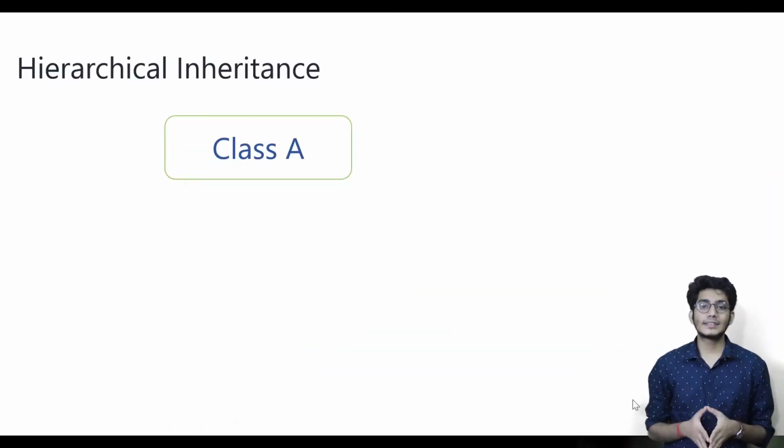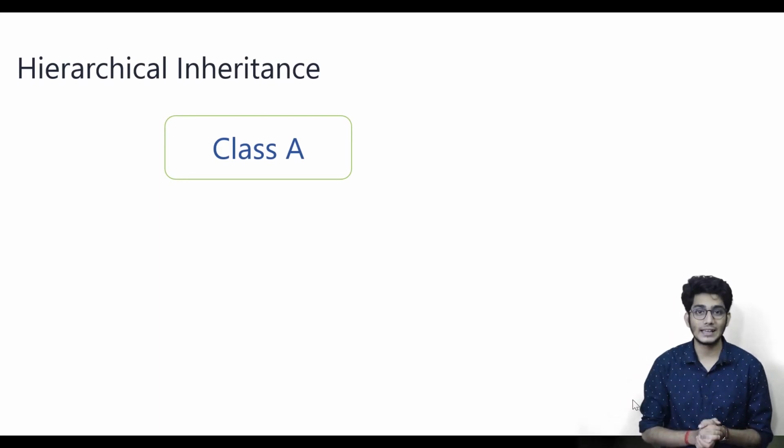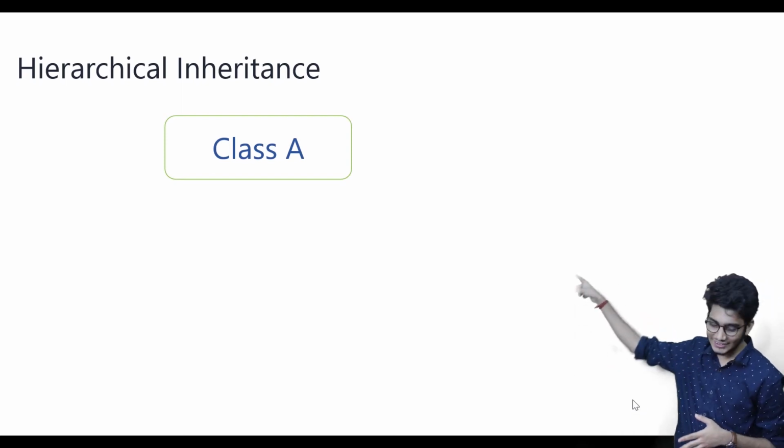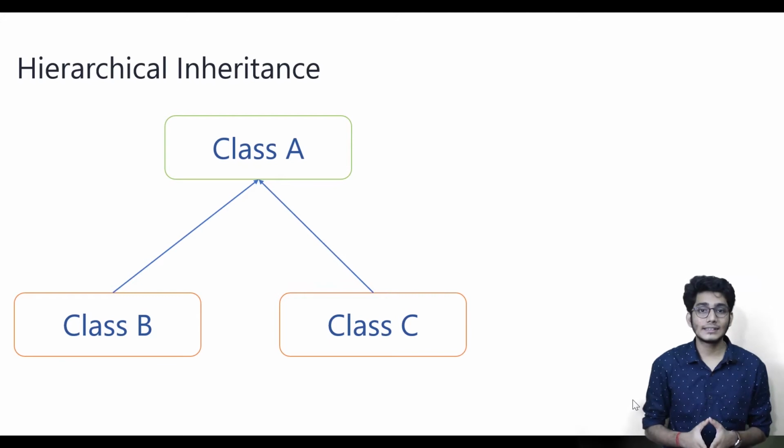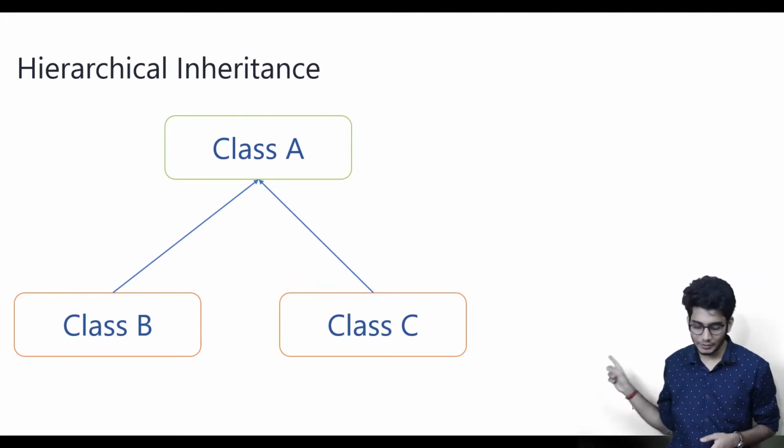So what is basically hierarchical inheritance? That is basically a tree-shape inheritance. Why am I saying tree-shape inheritance? Within hierarchical inheritance, we will have only one parent class. As you can see, class A is written over there, and within that we have two child classes. What are the child classes? First one is B and another one is C.